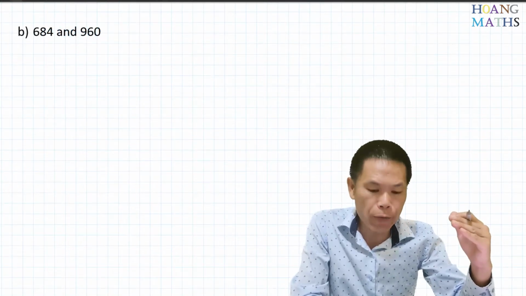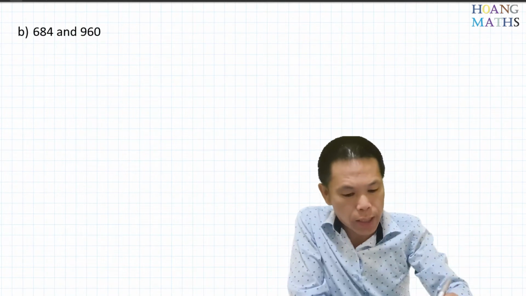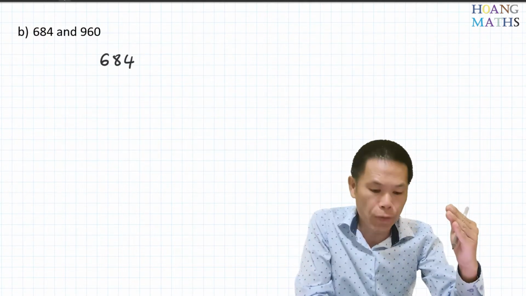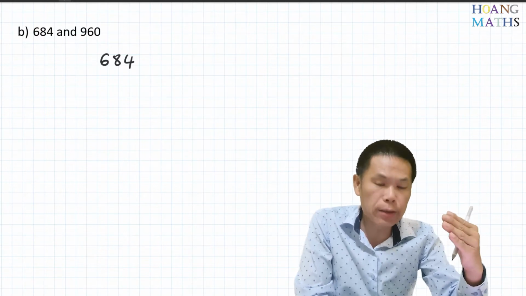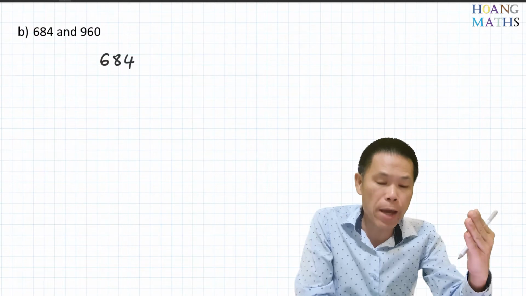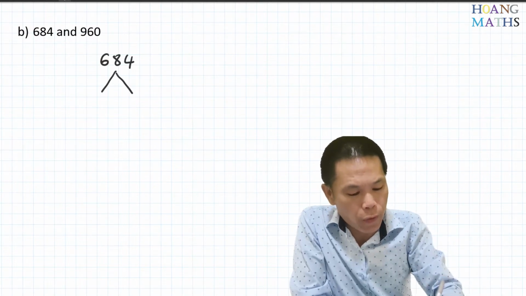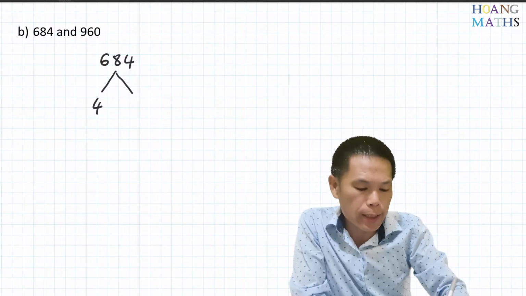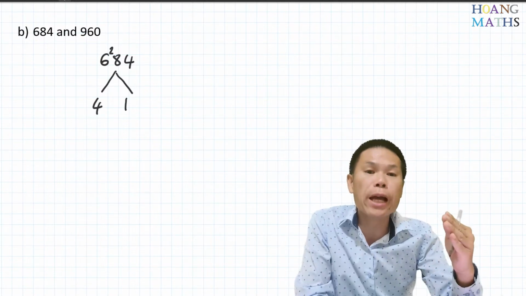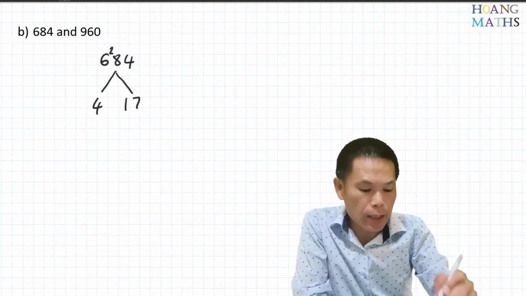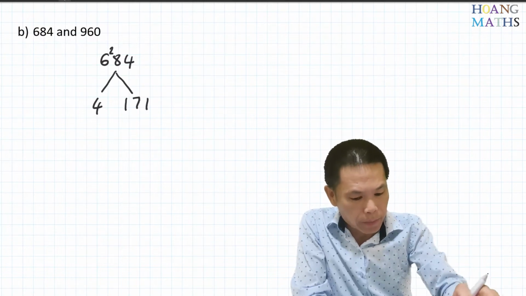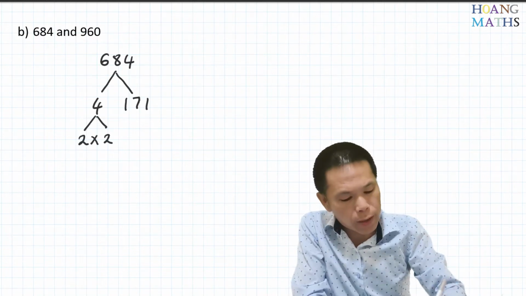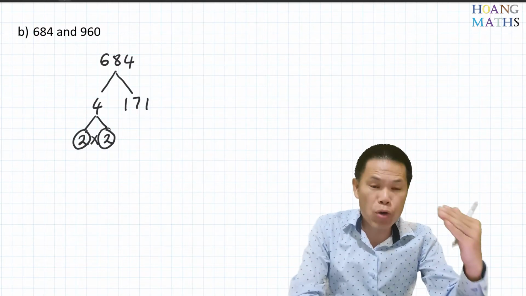Second one, 684 and 960. We just have to draw the factor tree out first. We know that 684 is divisible by 4 and divisible by 2 as well. Whichever one you want to do doesn't really matter. In this case, I'll go for 4. 4 goes into 6 once, remainder 2 becomes 28, 4 goes into 28 seven times, and 4 goes into 4 once. There you go, 171. And 4 is 2 times 2, and that's it with this, because 2 is a prime number.